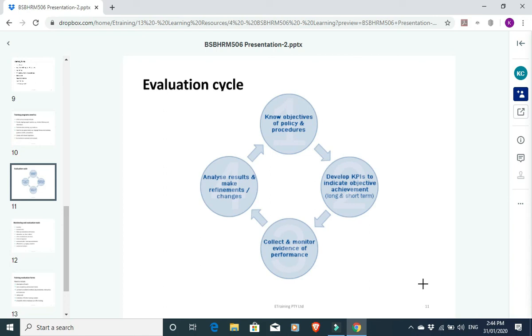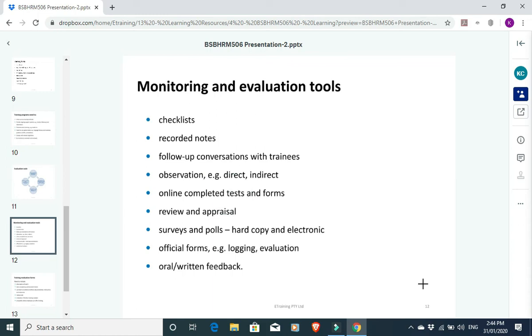And those results will be analyzed. Based on that analysis, then the trainer can decide whether that person has been competent or not competent. Then that gives value to the certification that they get. And in most instances, if it's an industry certification, those results and evidence must be kept for future proof, which takes us to our monitoring and evaluation tools.